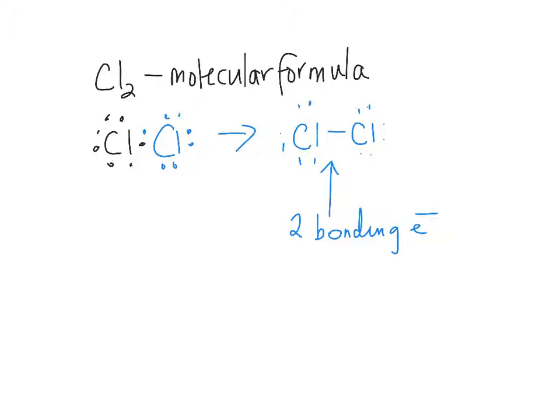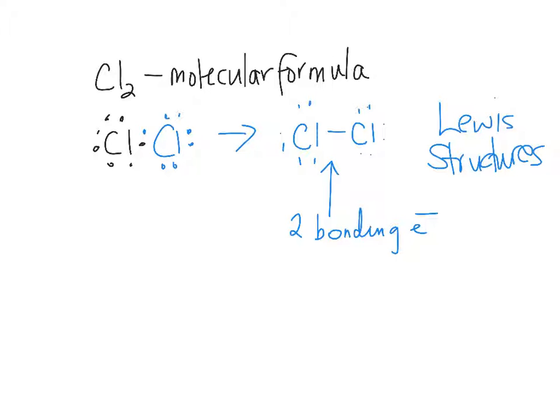So these are 2 different Lewis structures. One shows electrons, one shows the bonding pair as a stick, okay? I prefer, when I do it, to use the second version because it's less messy. So these are both Lewis structures.